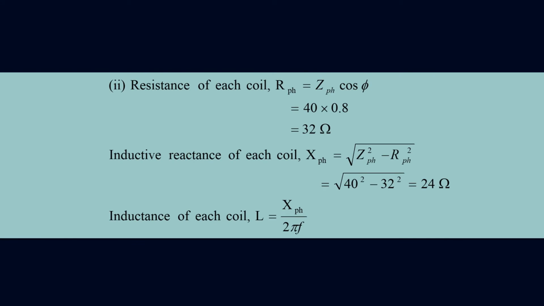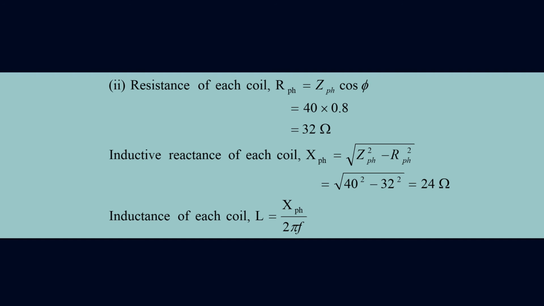Now you have a value of impedance, and the most important parameter, that is already given, that is the power factor cos phi, it is 0.8 lagging. So with the help of this power factor and the impedance, you can calculate the value of the resistance and inductance also. So resistance of each coil can be written as impedance multiplied by the power factor, and the value of the impedance is 40, and the value of the power factor is 0.8, just multiply, so it comes 32 ohm.